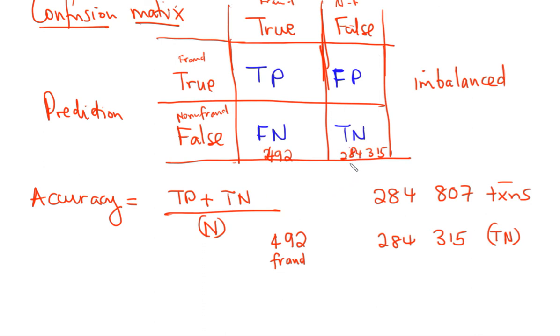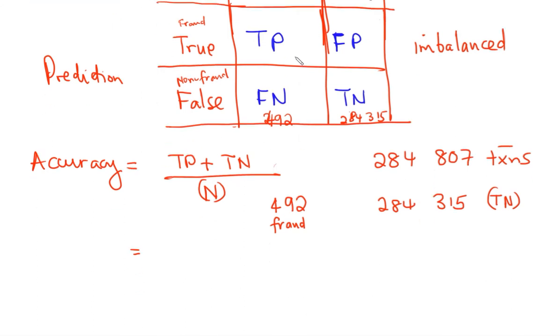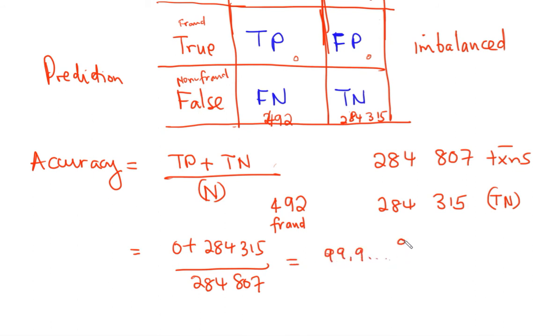When it comes to measuring accuracy, true positive is 0, because you didn't catch any fraud. You said all of them are not fraud. You didn't catch any false positives because you were not caring about that. So you're going to say 0 plus 284,315, that's your true negative, divided by everything in the dataset, 284,807. So your accuracy is going to be 99.9%. Without even building a machine learning model, you have already predicted with 99.9% accuracy.